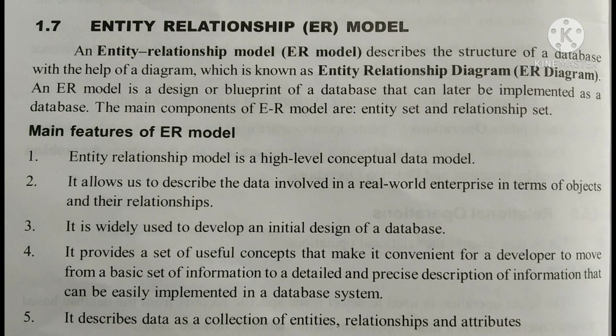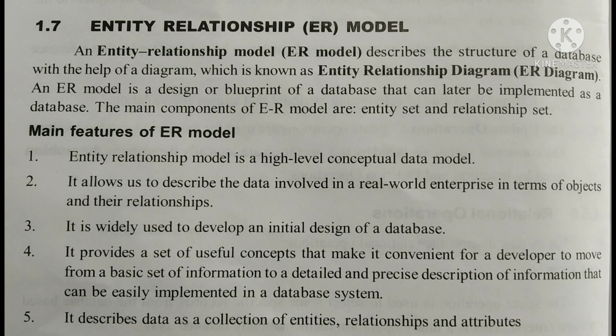The last one is to describe data as a collection of entities, relationships and attributes. An ER model diagram can be divided into three parts: the entity is the first, attributes the second, and the relationship is the third.